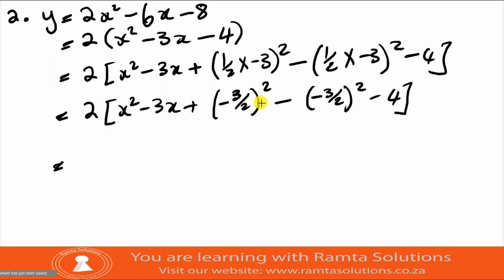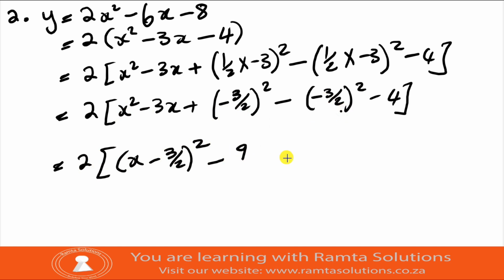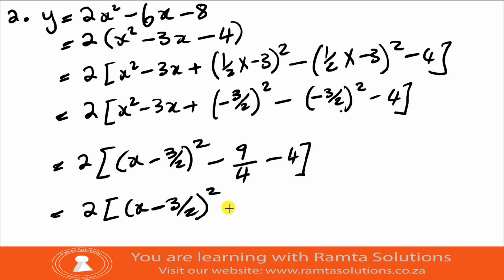So this is a perfect square trinomial, which means you take this value here and this value here. So it is x minus 3 over 2 all squared, minus negative 3 squared is 9, 2 squared is 4. Now this looks like x minus 3 over 2 all squared, and this is negative 25 over 4.